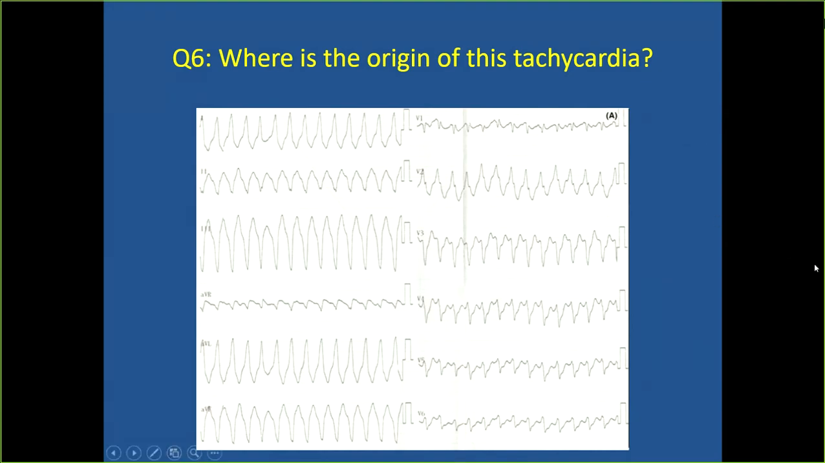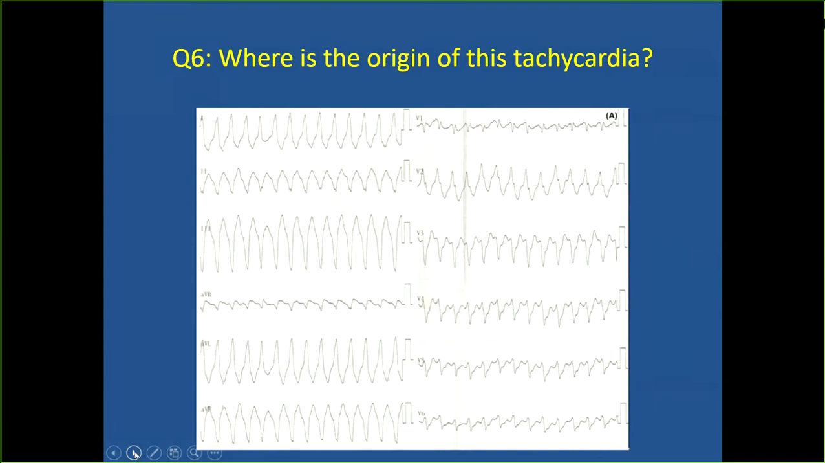So a majority answer came from LV crux. Beautiful. So this is fantastic. Why is it not RV outflow or LV summit? These two are outright ruled out because the axis is leftward. If it were B or C, it would be an inferior axis. So now we are left with right ventricular inflow and LV crux.